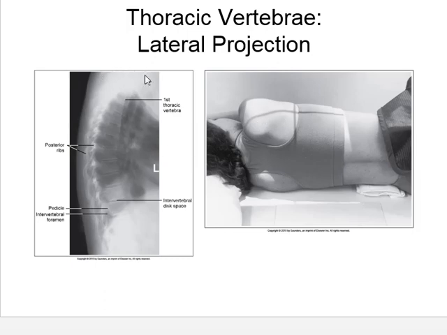Keep in mind you're not going to see the upper portion of the T-spine, so we're going to have to do a swimmers on a T-spine series. On a C-spine series, we only did that as a last resort, but on a T-spine series, we always have to shoot one.